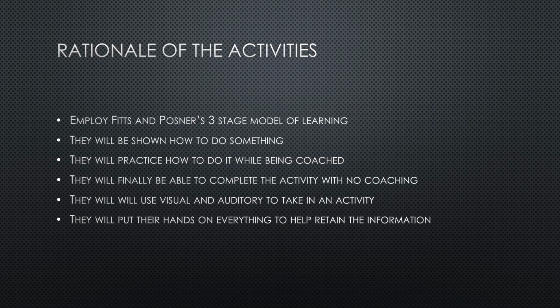The rationale of the activities. We're going to employ Fitts and Posner's three stages of learning, which basically starts out, they're going to be shown how to do something. We're going to have instructors demonstrate what they're going to need to do. We're going to basically show them how the activity should be done. Then they're going to practice how to do it, and we're going to coach them while they're practicing. Maybe, no, this isn't quite called that. That's called this. No, you need to do this. Just give them some advice. And then finally, they're going to be able to complete the activity with no coaching. So basically, to get signed out of the class, they're going to have to be able to complete the activity without being coached.